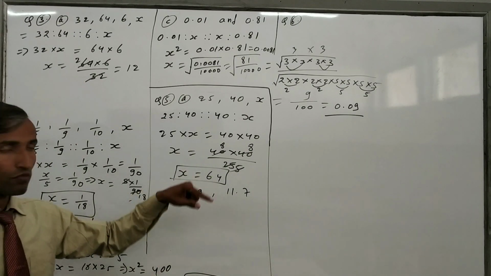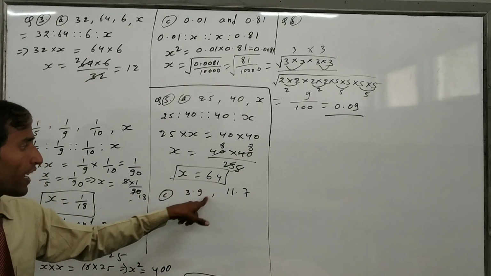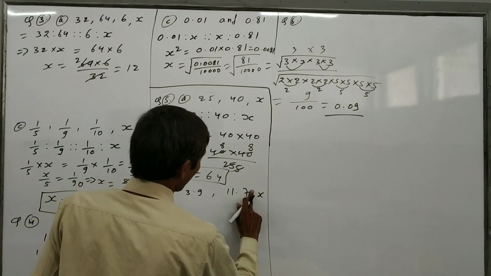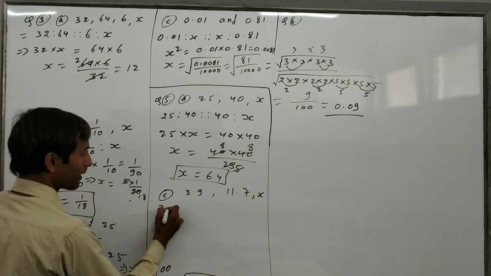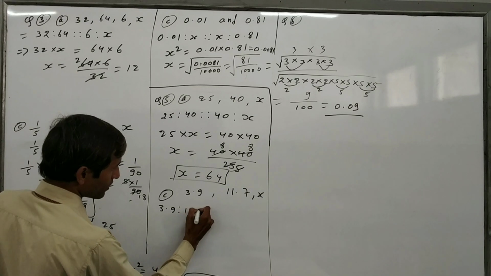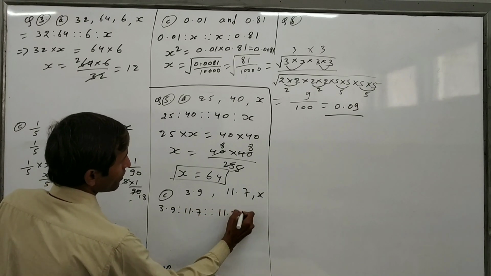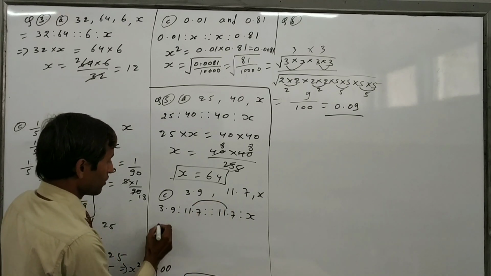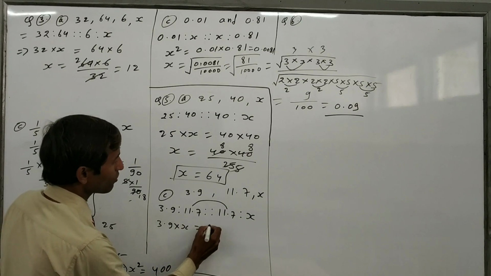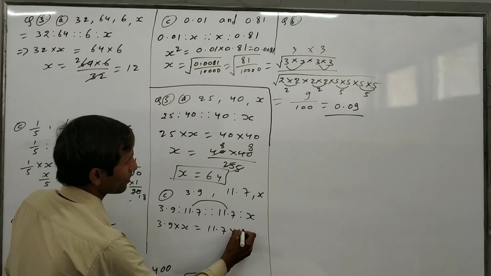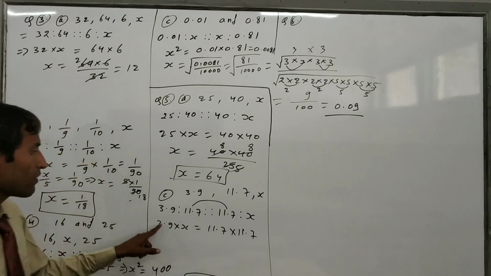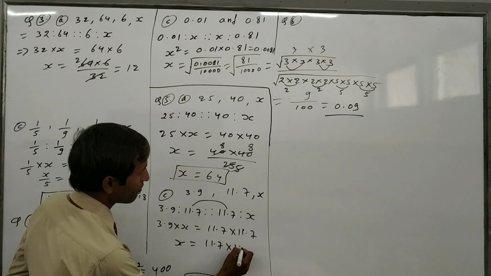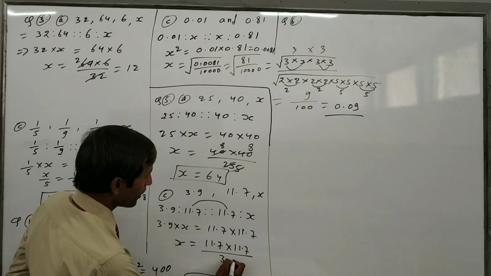Okay. Now like this, part B you can do yourself. Now 3.9 and 11.7 are given. We have to find the third proportional. Just put x here. Now arrange in proportion. So 3.9 ratio 11.7 proportional 11.7 ratio x. Just multiply this into this and this into this. So 3.9 into x is equal to 11.7 into 11.7. Now this 3.9 will divide here. So x is equal to 11.7 into 11.7 divided by 3.9.